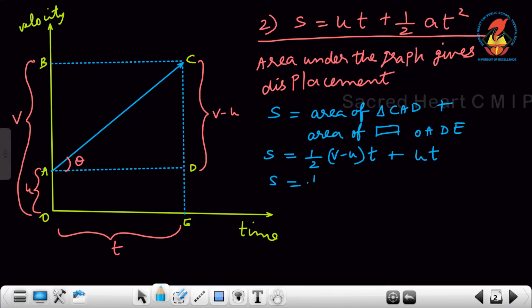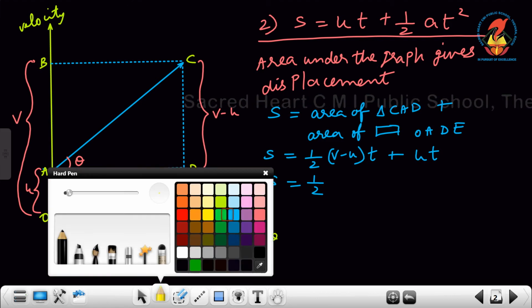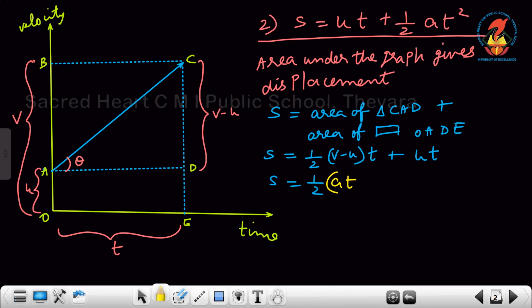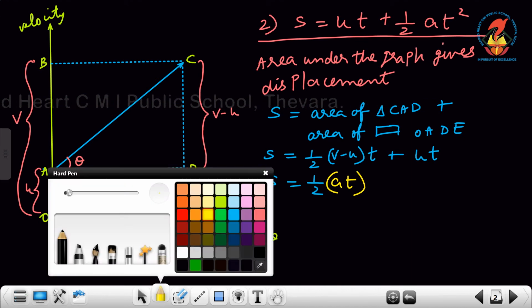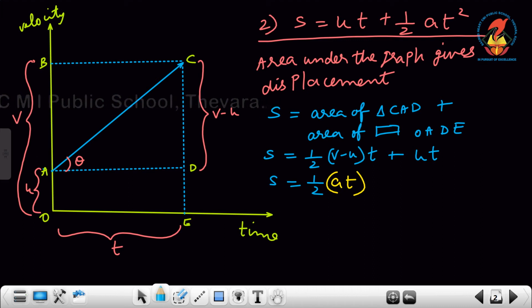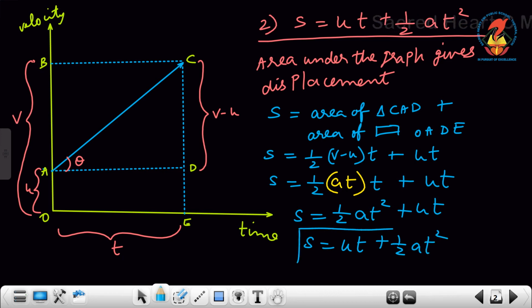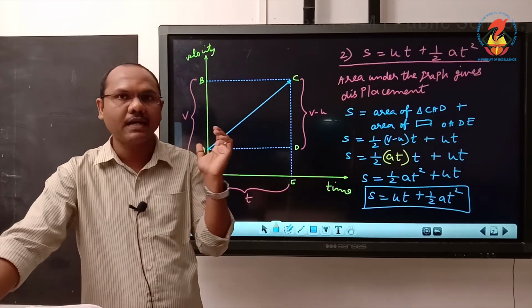Now we have already studied from the first derivation that V minus U equal to AT. So instead of V minus U, I am writing AT. So half AT into T plus UT. This can be written as S is equal to half AT square plus UT, or S is equal to UT plus half AT square. So this is the second equation of motion. Take it down.